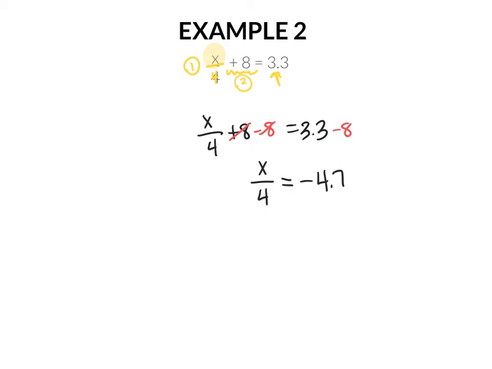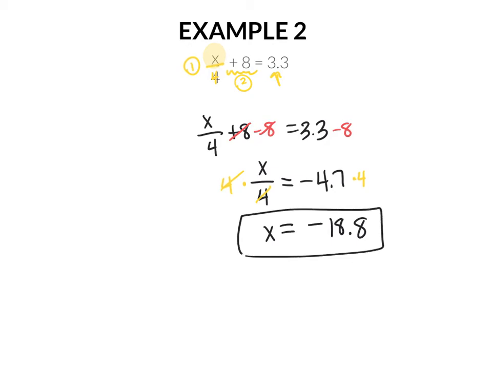My next step is to undo that divide by 4. And I'm going to do that by multiplying by 4. If I do it to one side, I have to do it to the other, and I'm left with x equals, and it's going to be a negative because it's a positive times a negative, 18 and 8/10. For example 3, we're looking at fractions again.